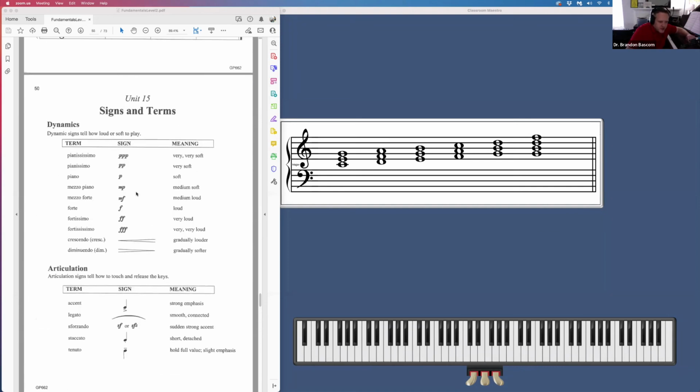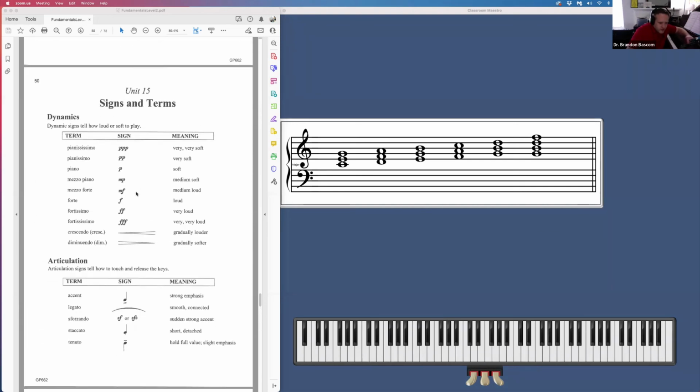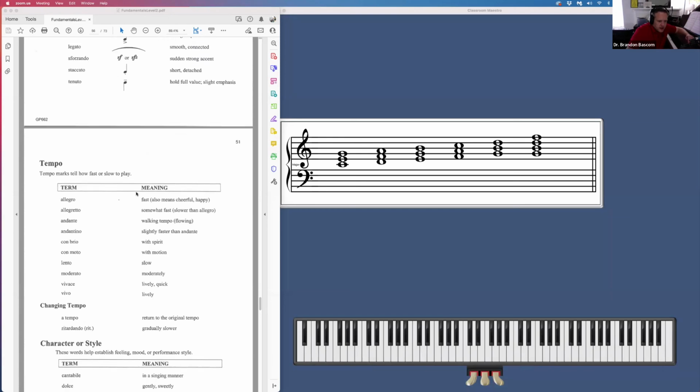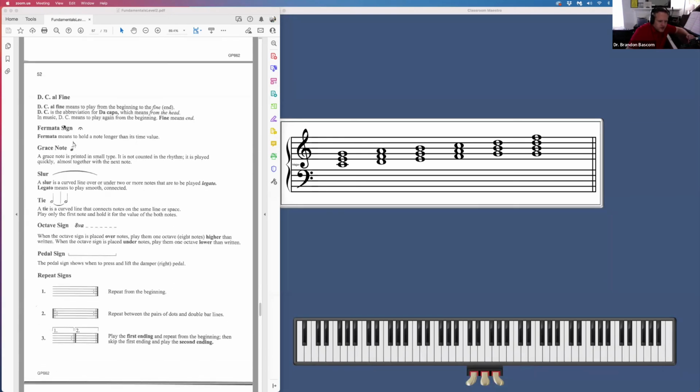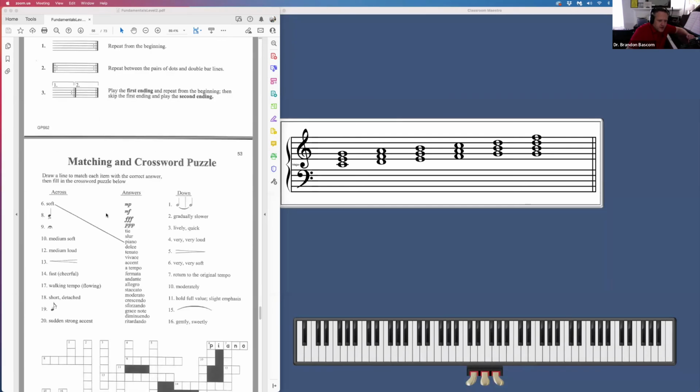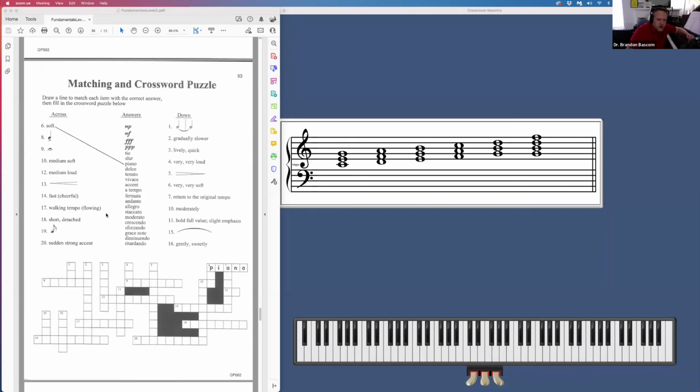Unit 15 is our review of signs and terms. A few new ones. Tempos, character, going over a few instructional signs, and then we have our matching crossword puzzle. So that should do it for units 12, 13, 14, 15.